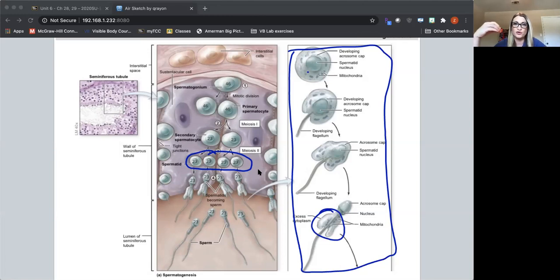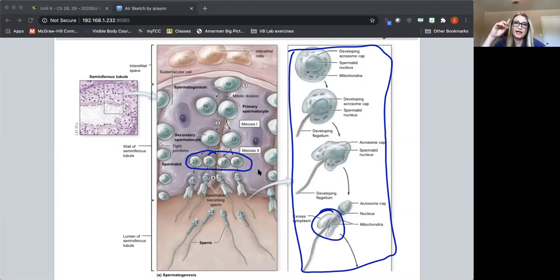Head contains the nucleus, the genetic information, but not really much cytoplasm, as you can see. Midpiece is going to have a high concentration of mitochondria. Again, not too much cytoplasm. Cytoplasm is extra weight. We don't need it. So you're trying to get rid of as much weight as possible here. And then the flagellum or the tail is the last part of the sperm.